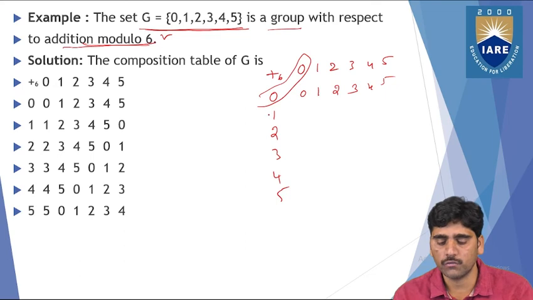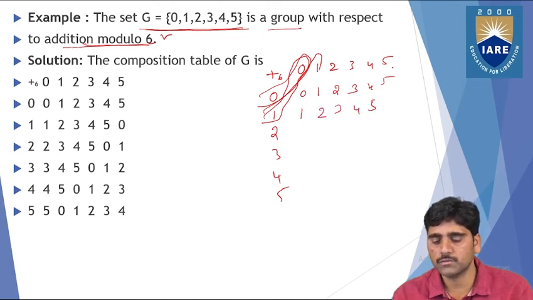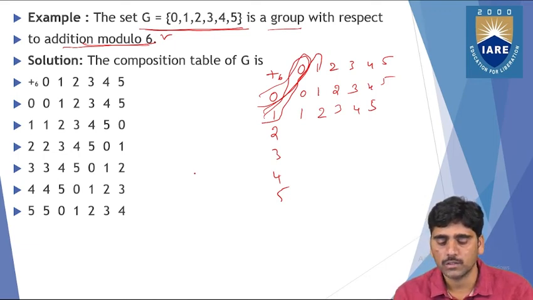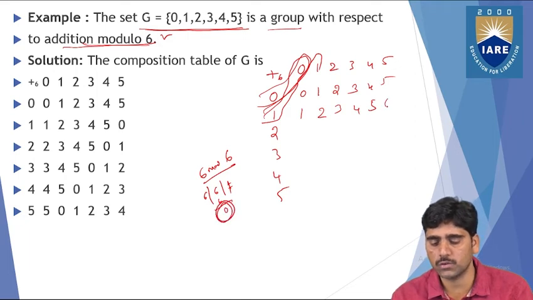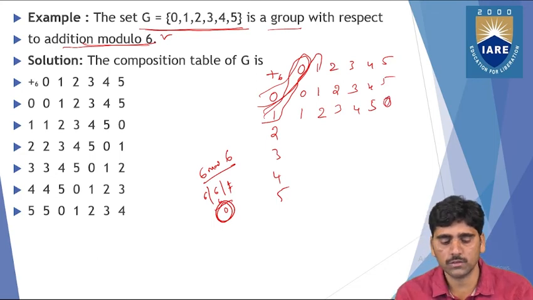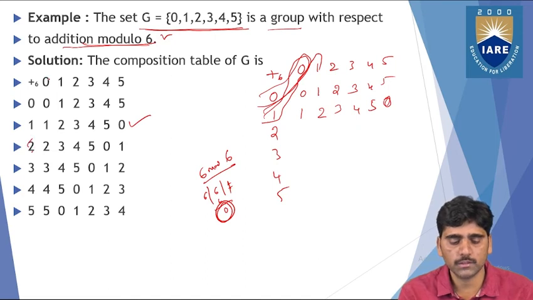Similarly for 1: 1 plus 0, 1 plus 1 is 2, 1 plus 2 is 3, 1 plus 3 is 4, 1 plus 4 is 5, and 1 plus 5 is nothing but 6. So what is 6 modulo 6? 6 divided by 6 is 1 with nothing left, so the modulo of 6 is 0. So you will get 0 here. That is what we'll get here. And similarly 2 plus 0 equals 2.